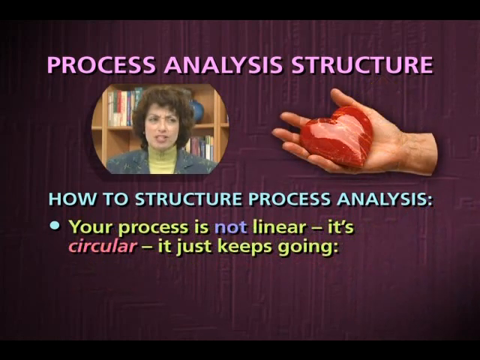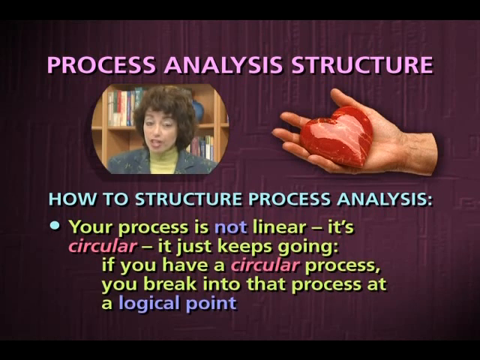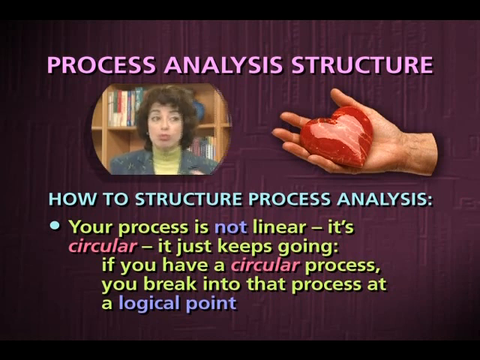But what happens if your process is not linear, if your process is circular, that it just keeps going? For example, circulation of the blood. It never stops. Well, if you've got a circular process, what you do is you break into that process at a logical point. With blood circulation, the logical point is probably with the heart. So you might start at the right ventricle or the left ventricle, break in, follow the blood all the way across the body, and then end. So in effect, what you're doing is taking your circle and opening it and making it into a linear process. So you've got beginning to end.